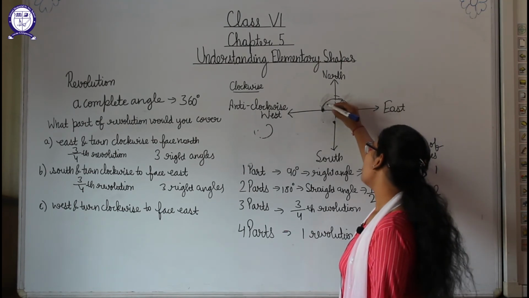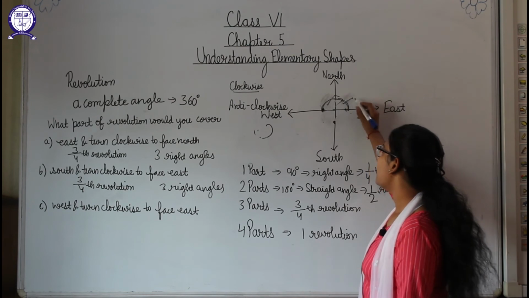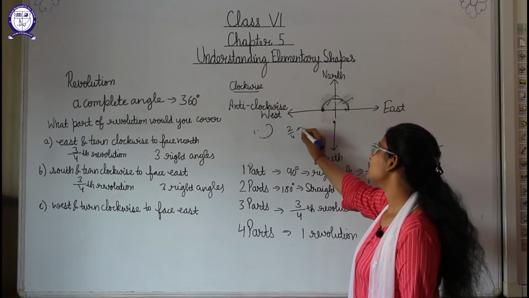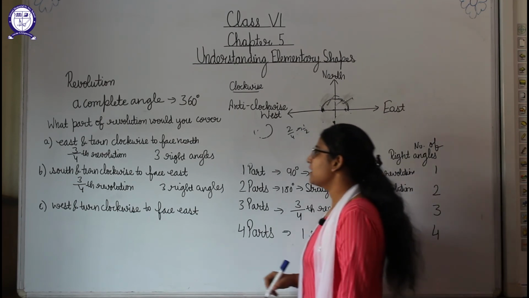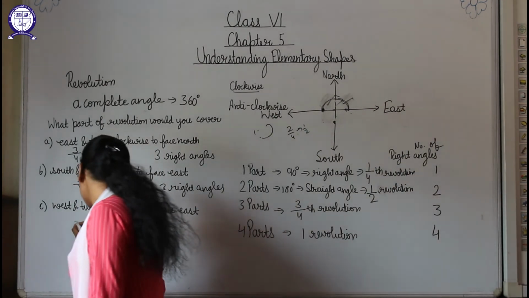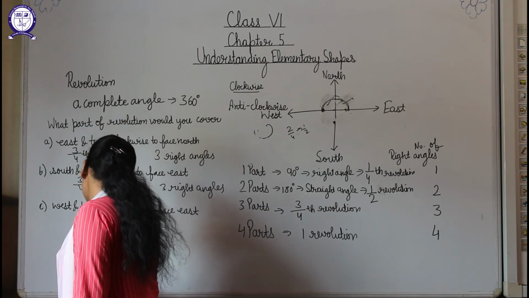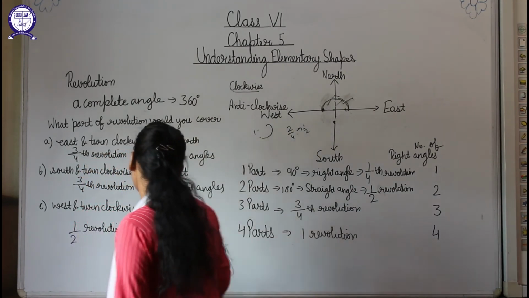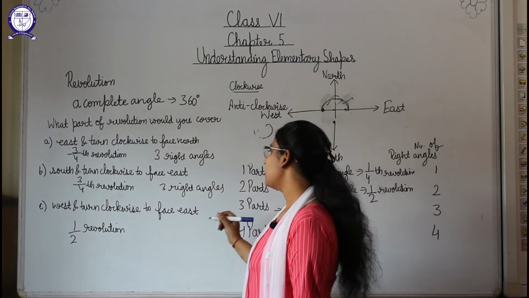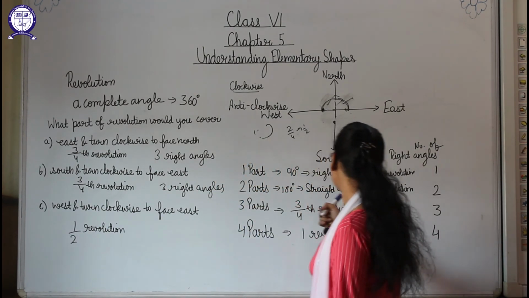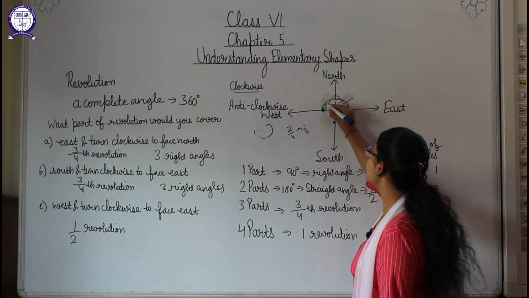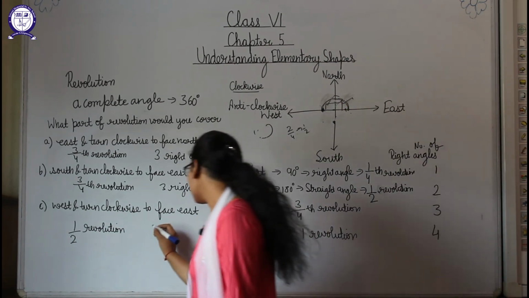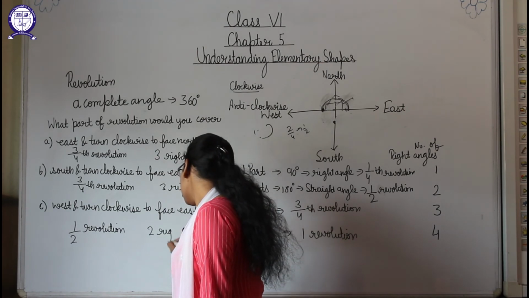So how many parts? 1 and 2 parts, and 2 parts means 2 by 4, and 2 by 4 means 1 by 2. It means we are covering half of the revolution, 1 by 2 revolution, to face east. And how many right angles? Half revolution means 2 right angles. This is 1 right angle and this is the second one forming. So how many right angles? 2 right angles are here.